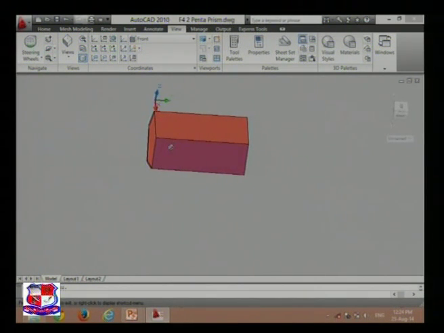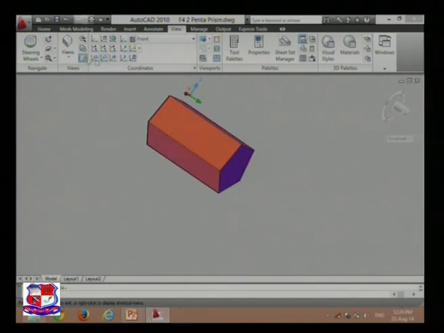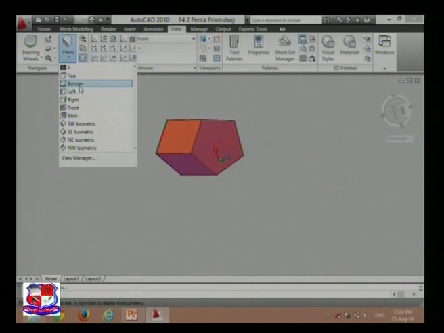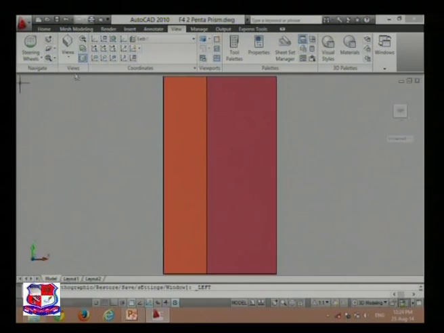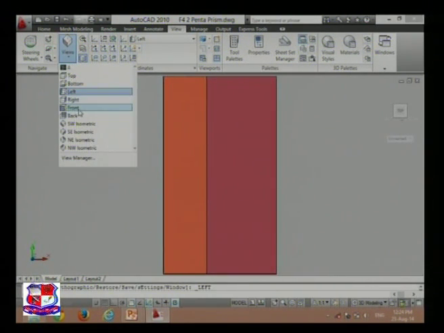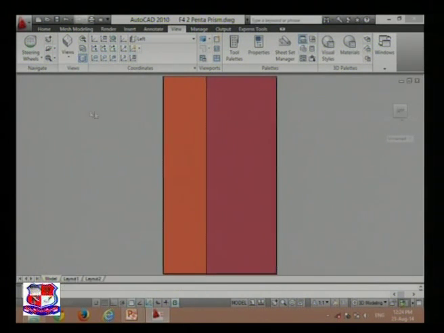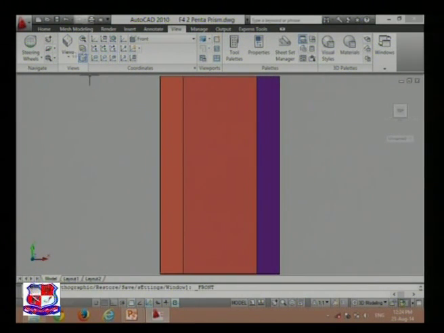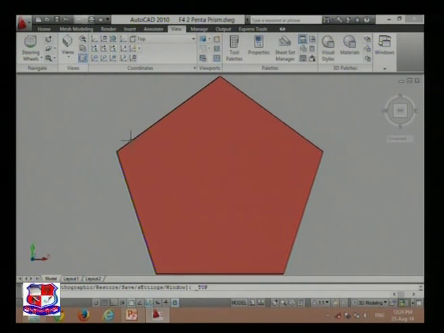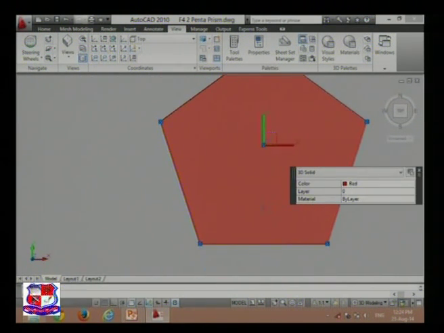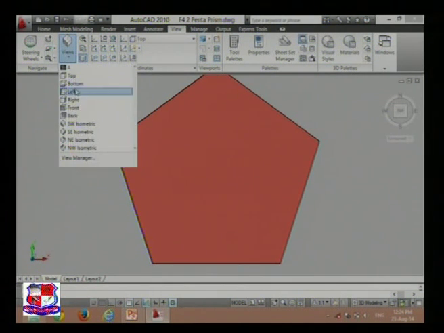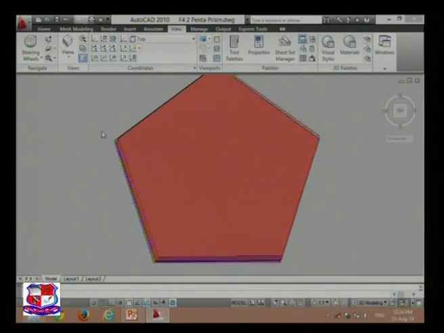You can see various views. This would be the front view, top view. Let me see each view for better understanding. This would be the front view. It would be like this. If you look from the top, it would be like this, right? So let me draw this solid.